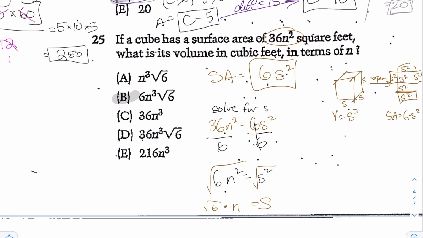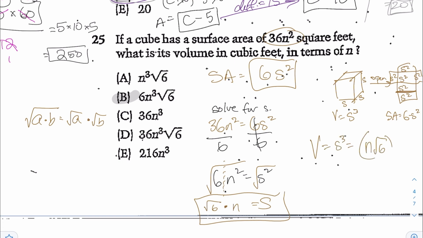Here you can actually split this square root into 2. That's one of the laws of exponents. The square root of a times b is equal to the square root of a times the square root of b. So you can cut square roots and radicals in half. Now, since we know the side, we can substitute back in to find the volume. So the volume is side cubed. So that's going to be n times root 6 to the third power.